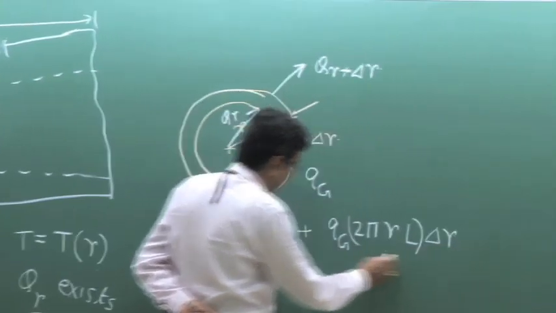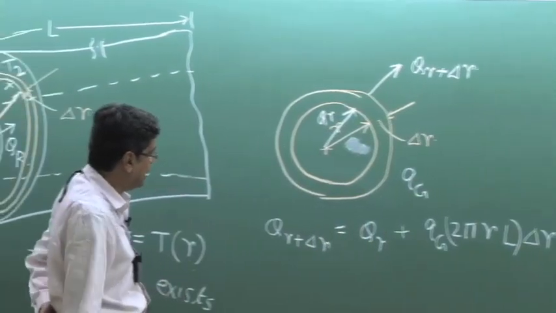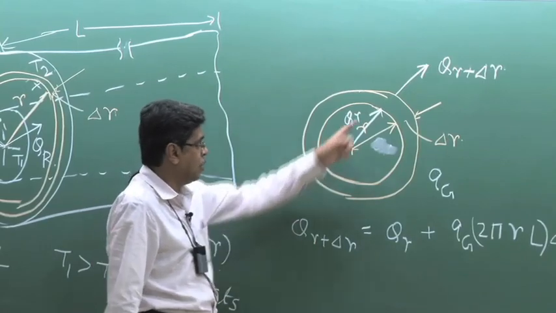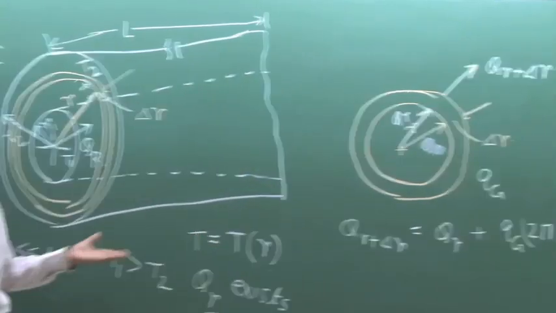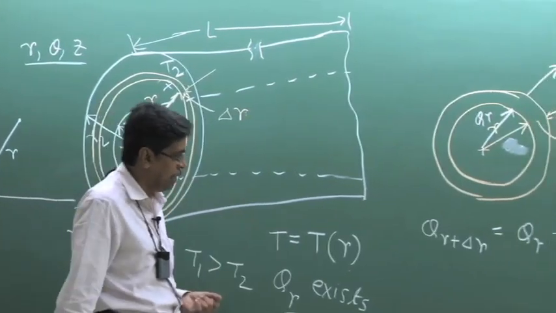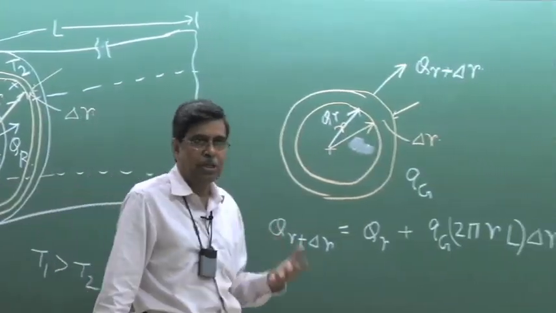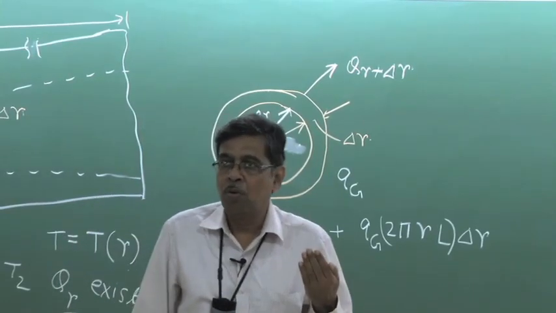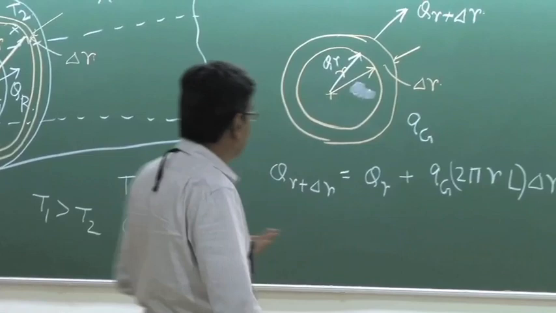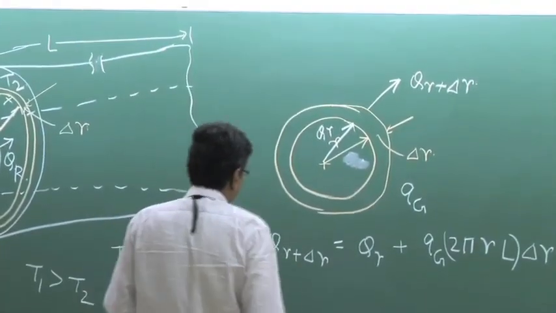That means this is the total thermal energy generation. So QR plus delta R going out is QR plus that. At steady state there is no other alternative. So this is the same equation which we wrote for the plane wall. And I always told you, my suggestion is that for steady one-dimensional heat conduction, it is better to derive the equation from fundamentals.